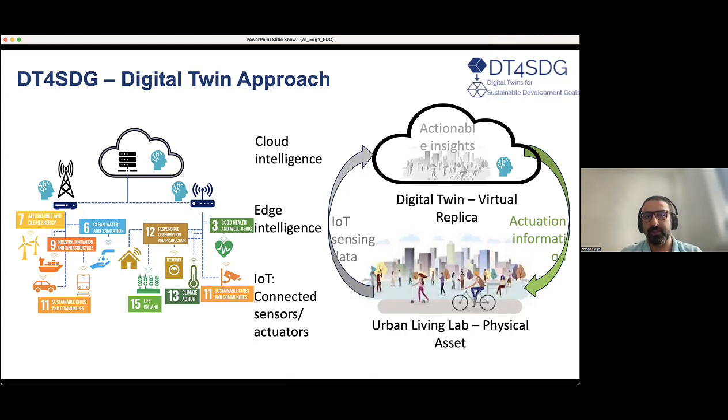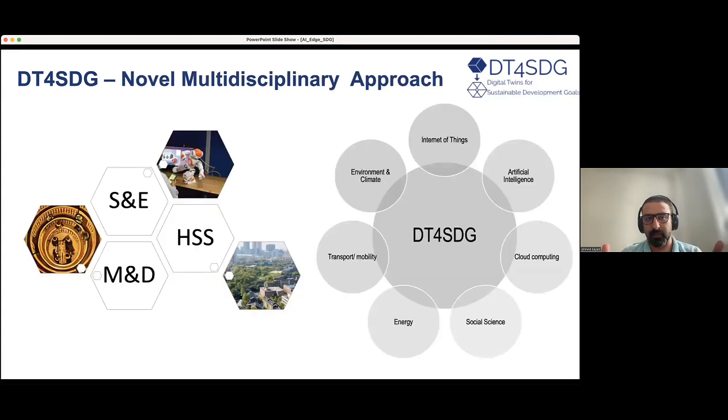So that's the main idea of the lab, and the lab actually consists of a multidisciplinary approach. As we see, the lab consists of people from science, engineering, medical and dentistry, and human science and social science as well. So the lab will look into Internet of Things, artificial intelligence, cloud computing, social science, energy, transport, and environment and climate.